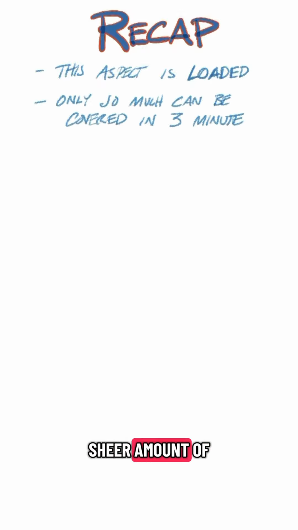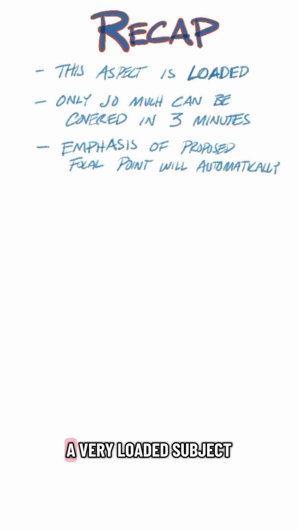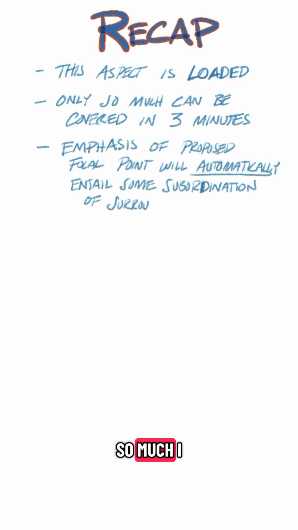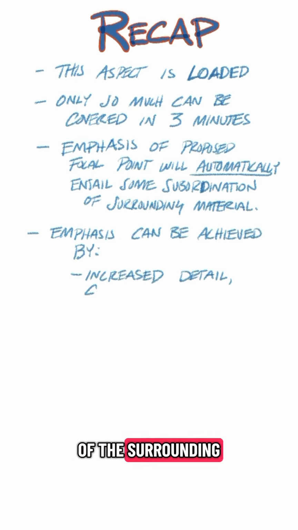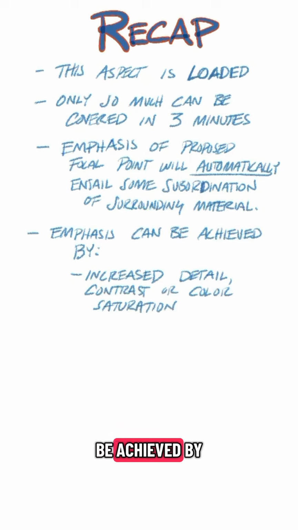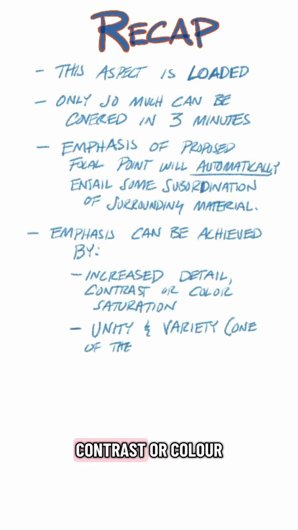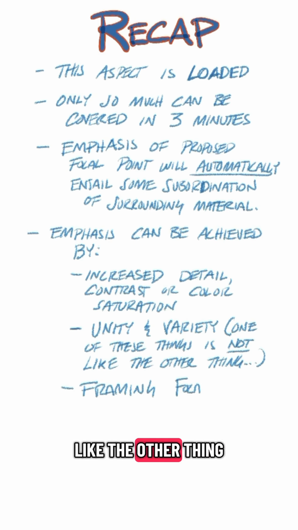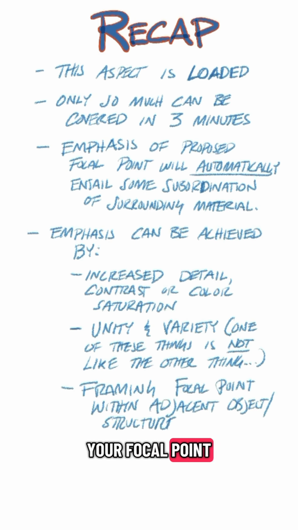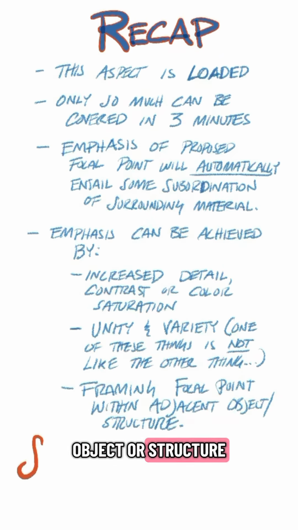Now, as the sheer amount of content that I've made on this topic should be conclusive of, this is a very loaded subject, and there's only so much I can fit into 3 minutes. Emphasis of a proposed focal point will automatically entail some subordination of the surrounding material. And emphasis can be achieved by increased detail, contrast, or color saturation through unity and variety. One of these things is not like the other thing, or by framing your focal point in an adjacent object or structure. That's all for today.